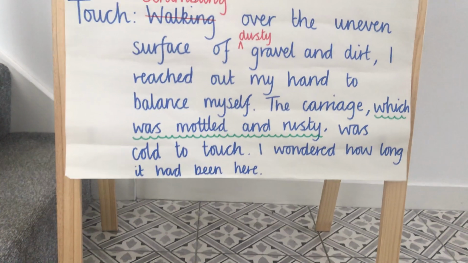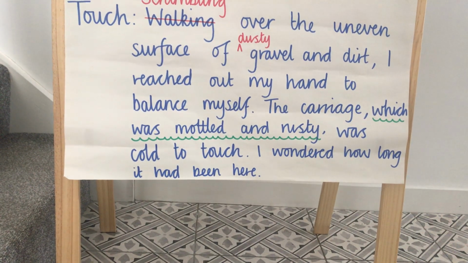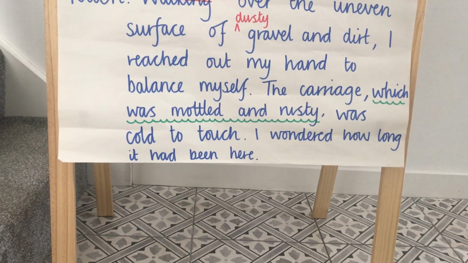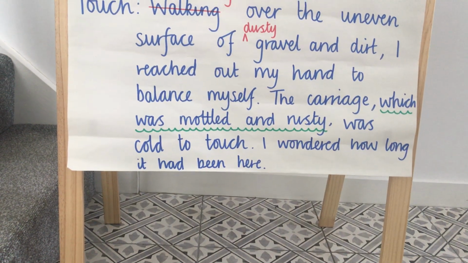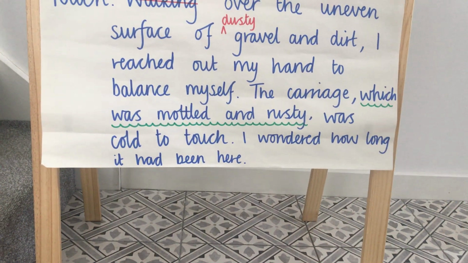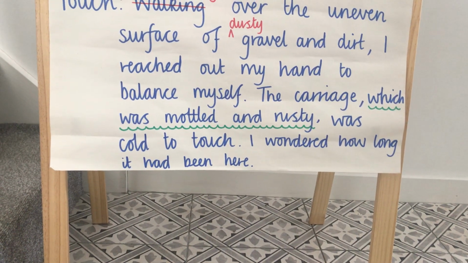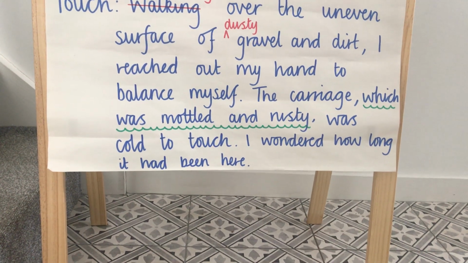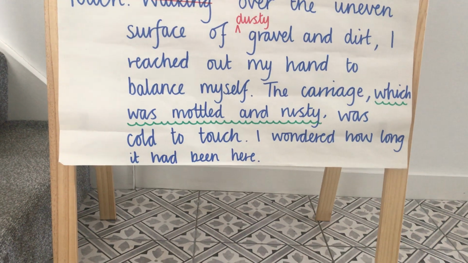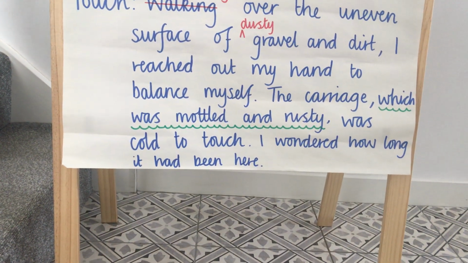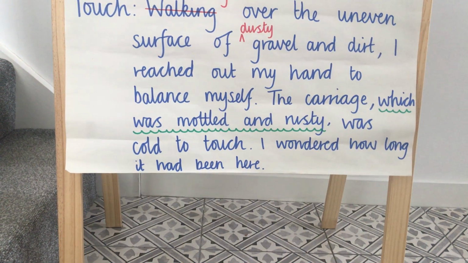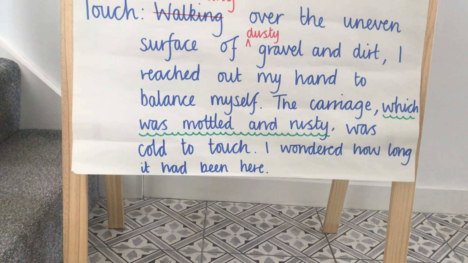So it says, the carriage was cold to touch. Now, again, that's a nice sentence. It's telling the reader something about the carriage. However, by using a relative clause, I'm giving additional information, okay? So I'm describing the carriage itself. So I'm using a relative pronoun, which is the word which, to describe the carriage. So the carriage, which now is understood to be mottled and rusty, was cold to touch.